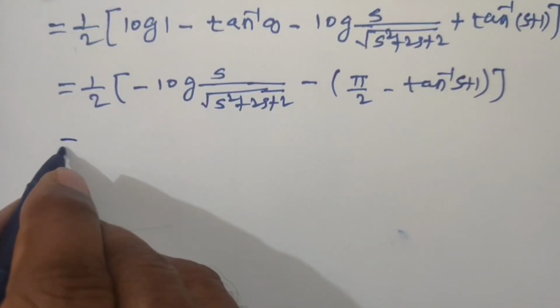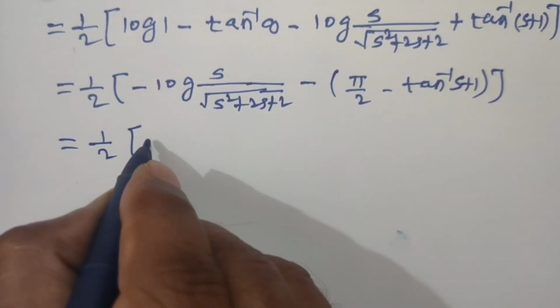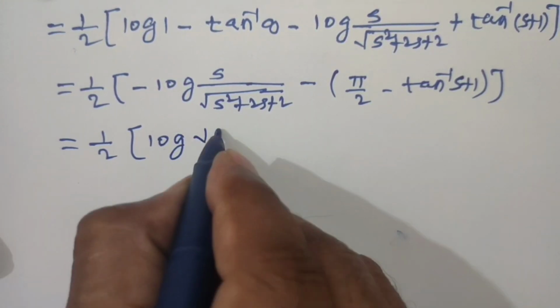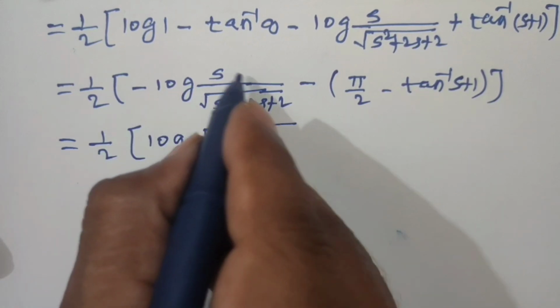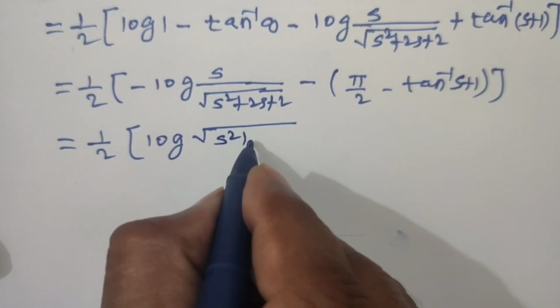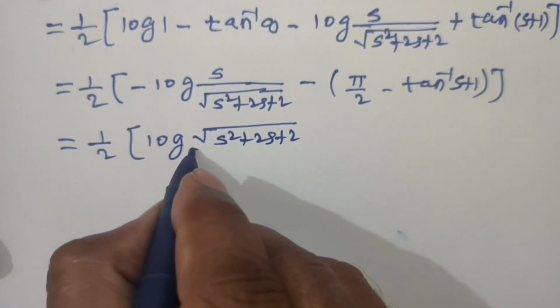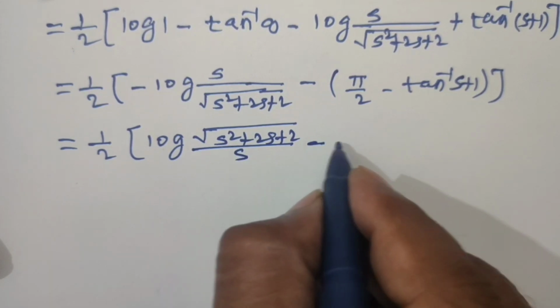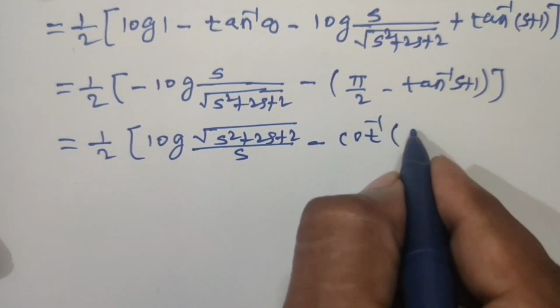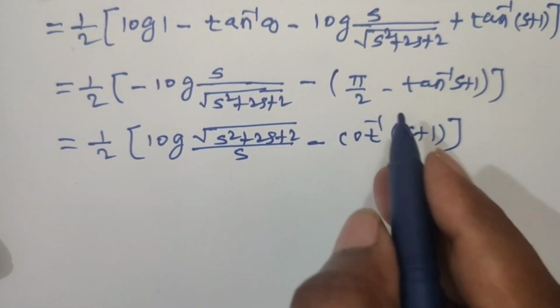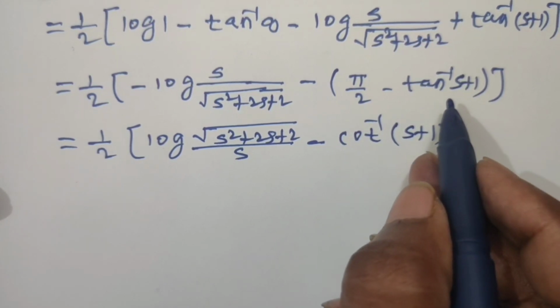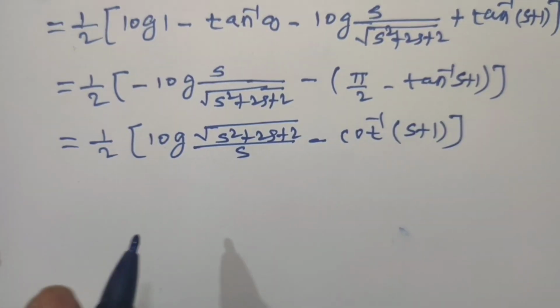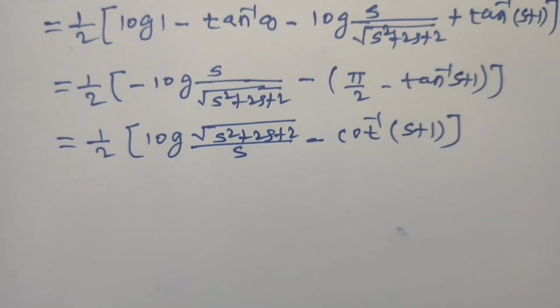So this is equal to 1/2 logarithm of square root of, the minus sign means its reciprocal, (s² + 2s + 2)/(s − cot⁻¹(s + 1)), because π/2 minus tan⁻¹x is cot⁻¹x. This is the value of the Laplace transform of f(t).